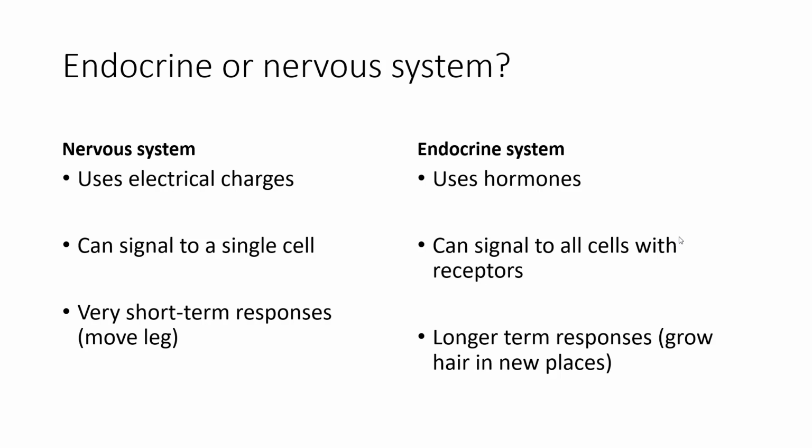The endocrine system is going to use hormones. That's going to signal throughout the bloodstream, and technically it signals to all cells, but is only received by cells that have the right receptors. These are for longer-term responses, like your body telling you to grow hair in new places. That's a very endocrine kind of thing.